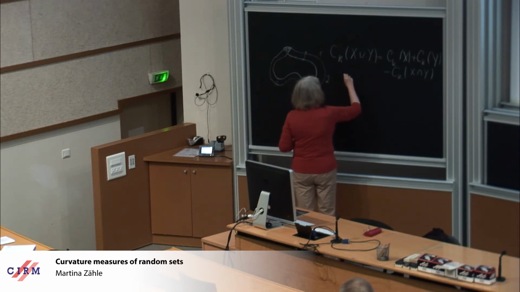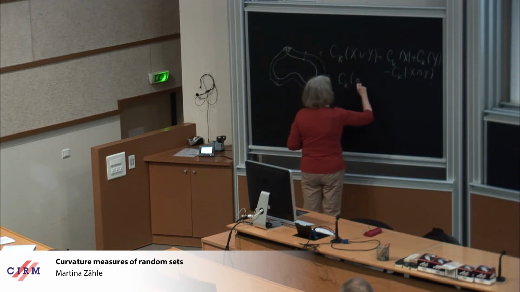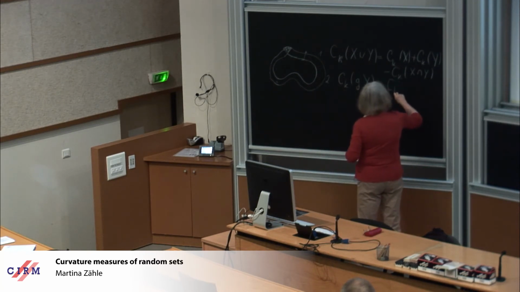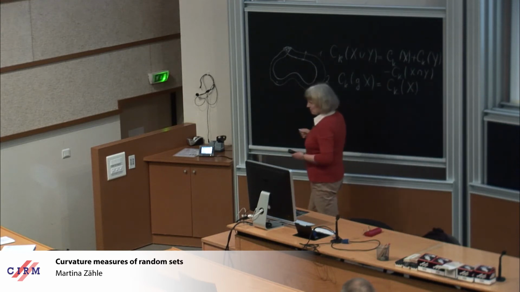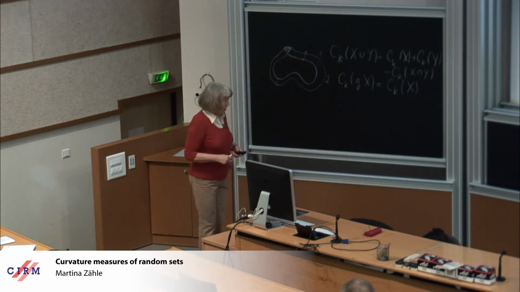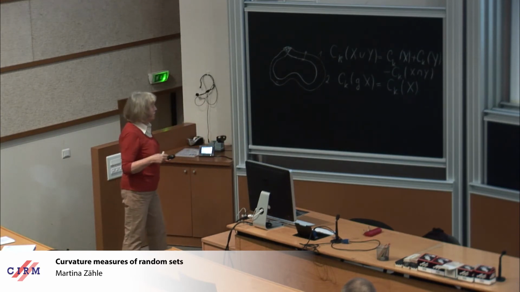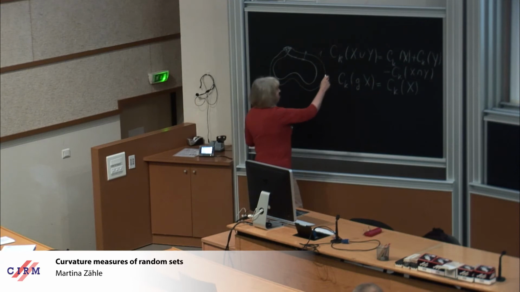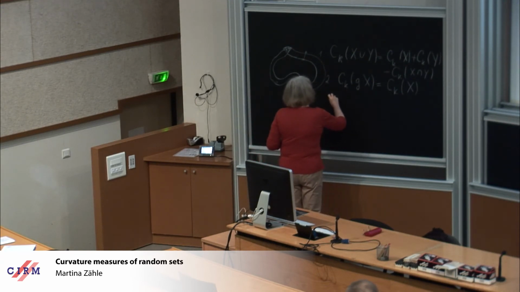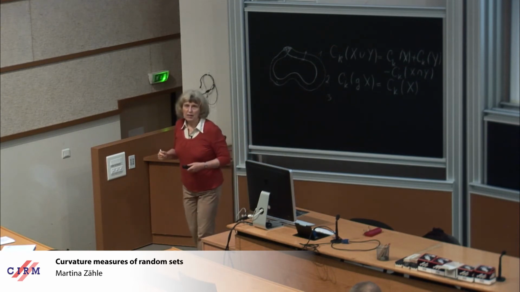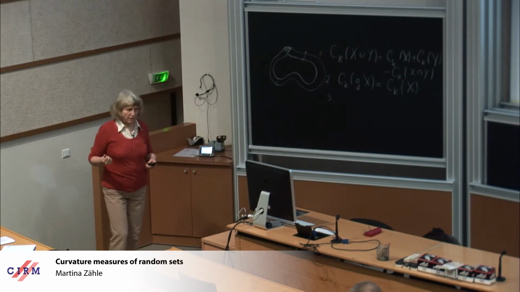Then you have motion invariance. You know that also very well. If you take a Euclidean motion, say g, apply it to X, then C_k(gX) is the same as C_k(X). It does not depend on the place in space of the given set. This is additivity, motion invariance, and then you need a certain continuity property. This was the big problem here.